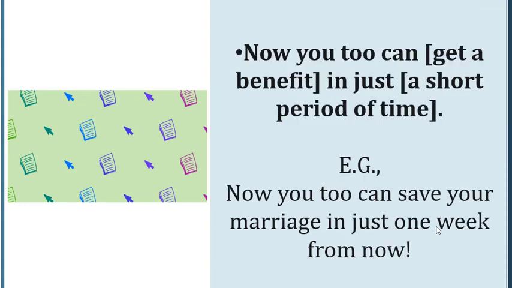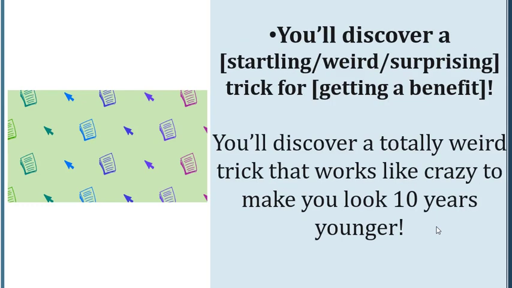Now, you too can get a certain benefit in just a short period of time. For example, now you too can save your marriage in just 1 week from now. You'll discover a startling or weird or surprising trick for getting a certain benefit. For example, you'll discover a totally weird trick that works like crazy to make you look 10 years younger.